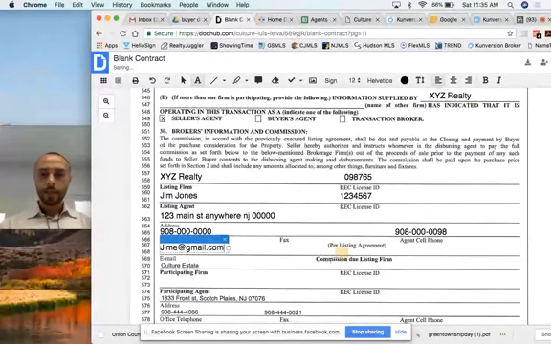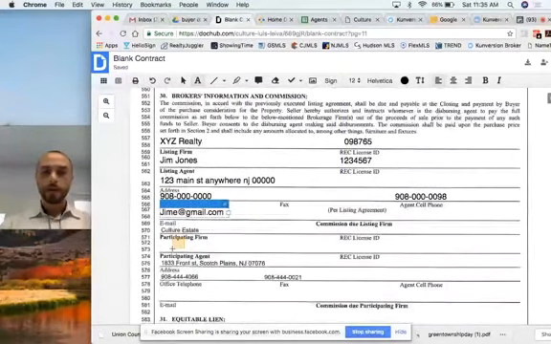Jim@gmail.com. And then you don't have to fill this part out where it says commission due to listing firm, because if you don't represent the seller, you don't know how much commission the seller's agent is getting. Because sometimes the seller's agent pockets a bigger part or a smaller part than what they pay out. So I usually leave this part blank.